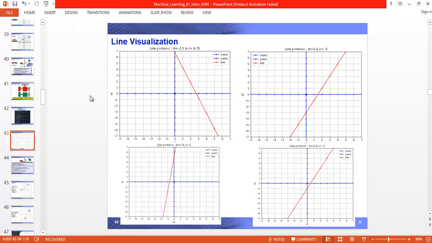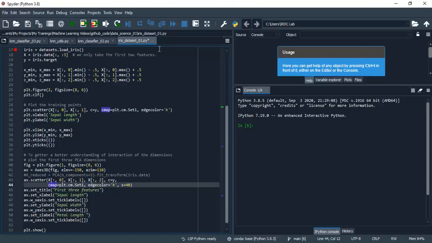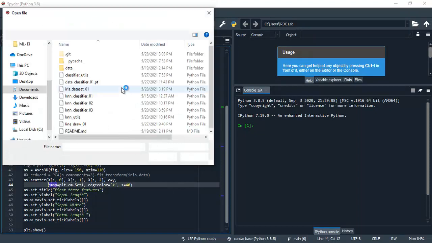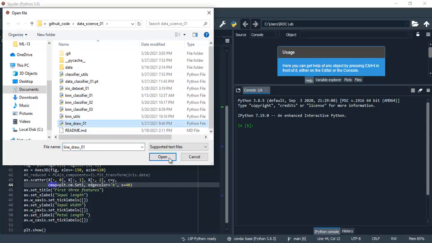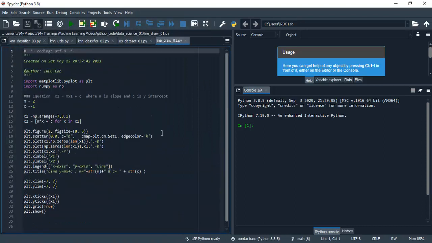So let me also go to the same program, line draw one. Right, so that is available. This is going to be available in the GitHub repository, which is a public repository. You know the name and the link of that. I think it was given in the 10th video. So we will just run this program, the same program which was on the PPT slide. Let me run this.